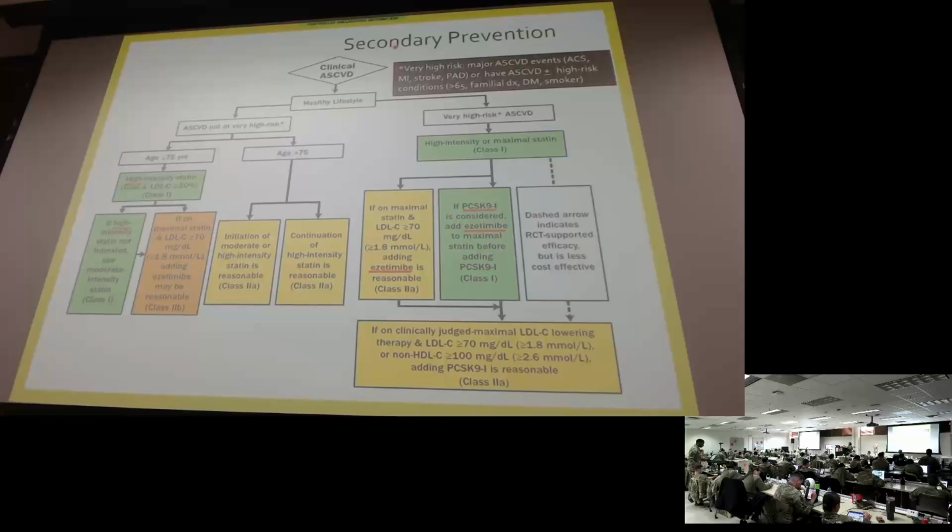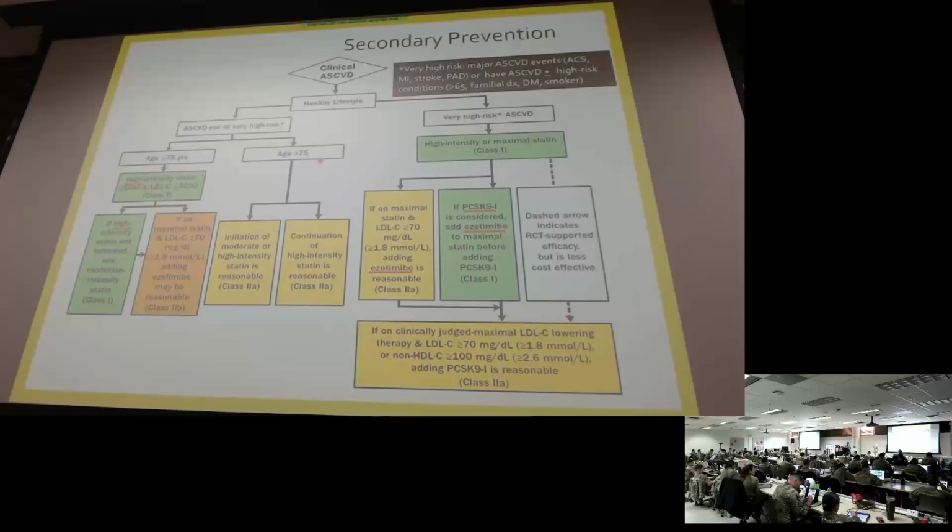So secondary prevention, I'm like, oh crap, they've had this thing happen to them, okay? So now we're behind the eight ball, all right? If they're less than or equal to 75, high intensity statin. They are already at risk. They have already had this happen to them. I have to be aggressive, okay?